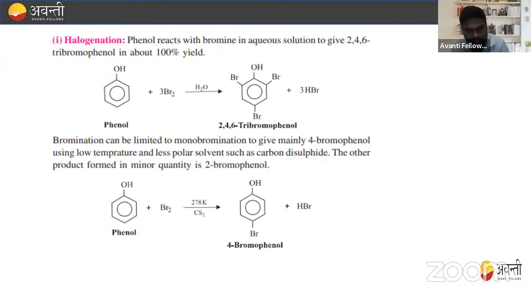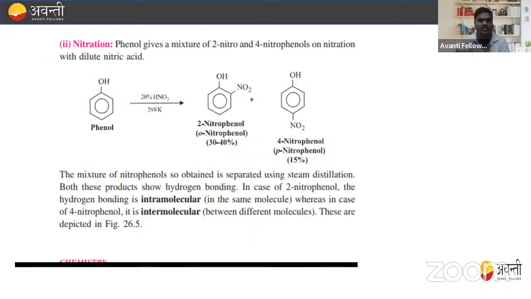So if I'm talking about halogenation, phenol reacts with bromine in aqueous solution to give 2,4,6-tribromophenol in about 100% yield, right? Now bromination can be limited to monobromination to give mainly 4-bromophenol using a low temperature and a less polar solvent such as carbon disulfide. The other product formed in a minor quantity is 2-bromophenol, right? So we'll get 2-bromophenol and 4-bromophenol, and this can be achieved at low temperature and in less polar solvents such as carbon disulfide, CS2, right? So this is how we obtain it.